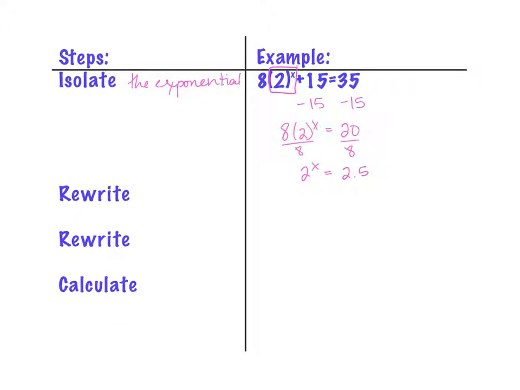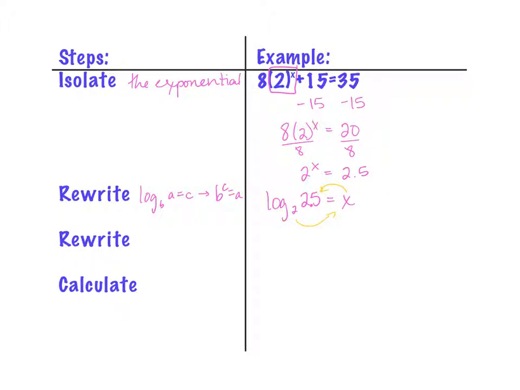So now we need to rewrite according to the log base b of a equals c is the same as b to the c equals a. So we need to rewrite this in log form. So this would be log base 2 of 2.5 equals x. And again, I always check that with 2 to the x equals, oh, I forgot my decimal, equals 2.5. So that's my first rewrite.